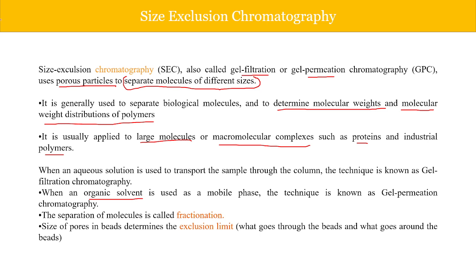Now when we use an organic solvent in the mobile phase, the technique is known as gel permeation chromatography. So if an aqueous solution is used, it is gel filtration, and when an organic solvent is used, it is gel permeation. The separation of molecules is called fractionation, and the size of pores in the beads determines your exclusion limit: what goes through the beads and what goes around the beads into the discard.